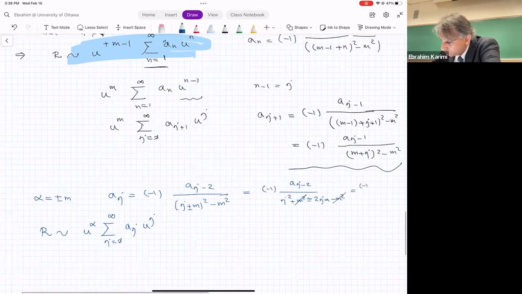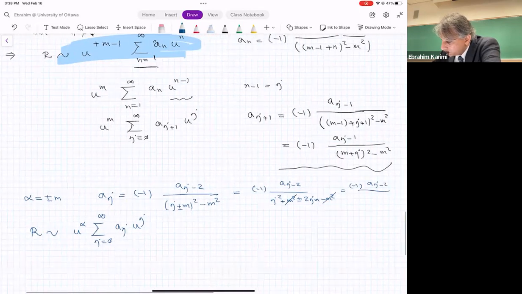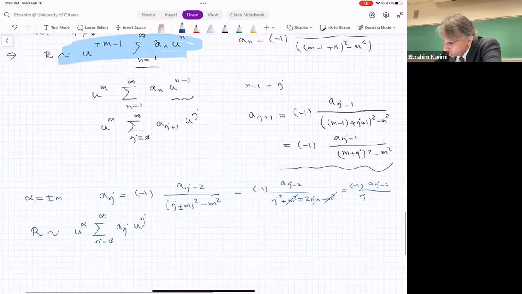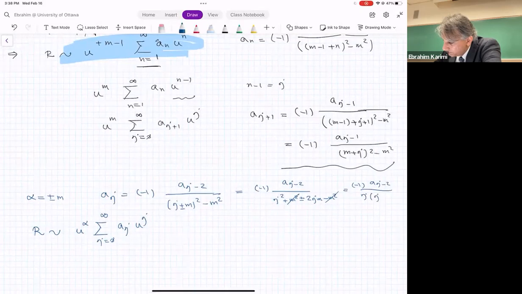Then you will get minus 1 a(j-2) divided by j. j can be factored out. It will be j plus minus 2m. Or essentially that will be minus 1 a(j-2) divided by j times (j plus 2 alpha). Okay.